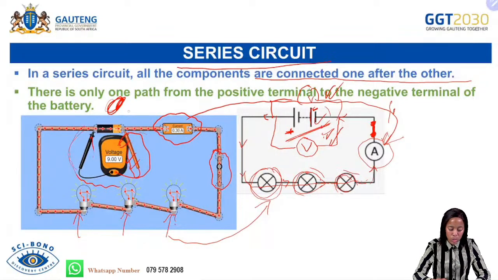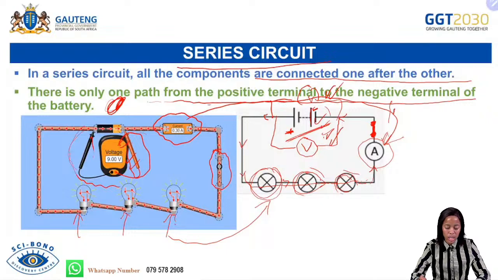Then it says there is only one path for the current to flow, and that is from the positive terminal of the battery to the negative terminal of the battery. So again, we said that we are going to use conventional current, and with a series circuit, there is only one way for the current to flow. So we are saying that the current is not divided. Okay.